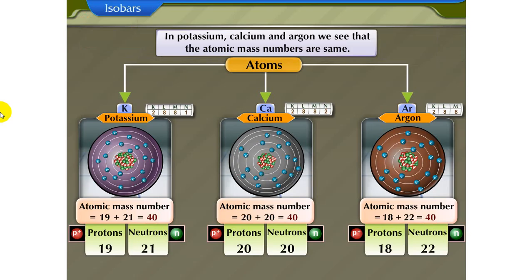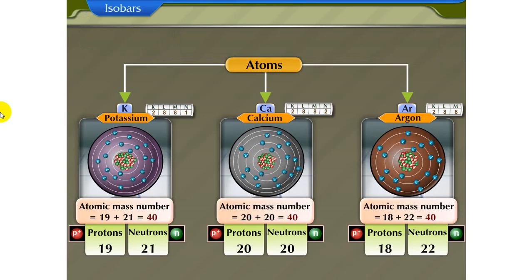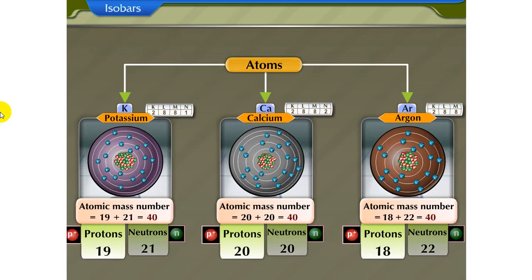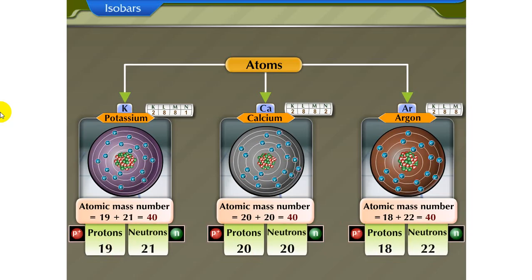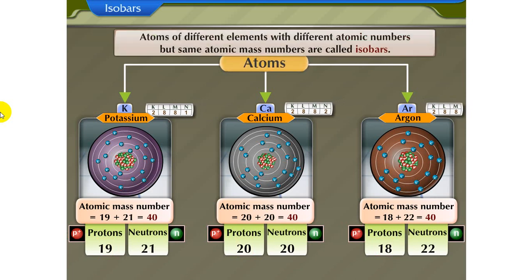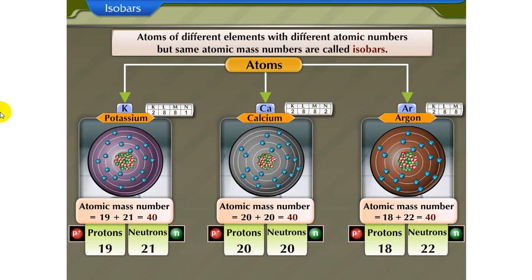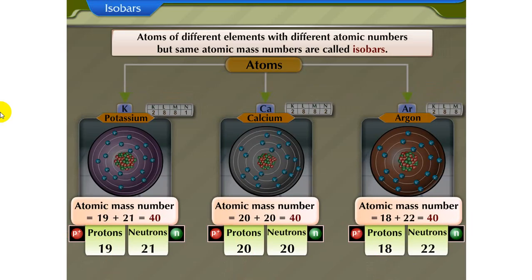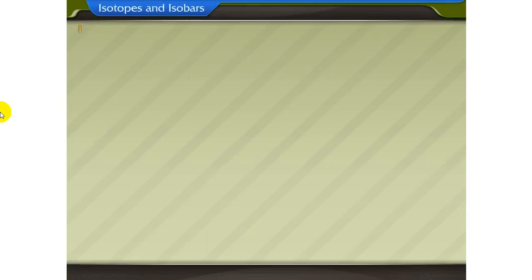In the above examples of potassium, calcium, and argon, we see that the atomic mass numbers are the same. Since the number of protons in each of these elements is different, the number of electrons are also different. Atoms of different elements with different atomic numbers, but which have the same atomic mass numbers, are called isobars. Let's do a quick check.